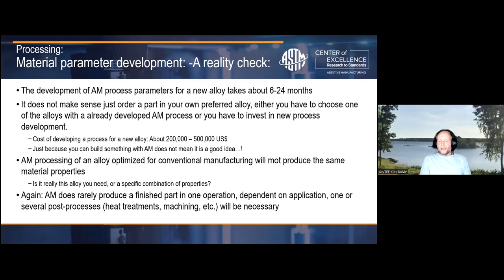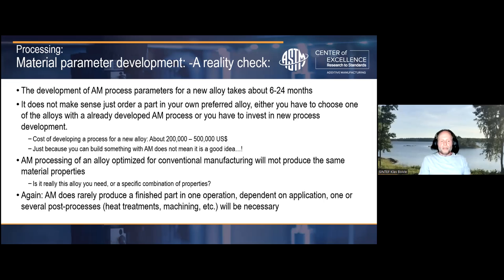It's better to choose an alloy that's already developed for AM or invest in developing the new process parameters for your preferred material. And the cost of developing a process for a new alloy, just a new alloy of a known type of material, is about $200,000 to $500,000. You can be lucky, but you can also be unlucky. You don't know that to begin with.